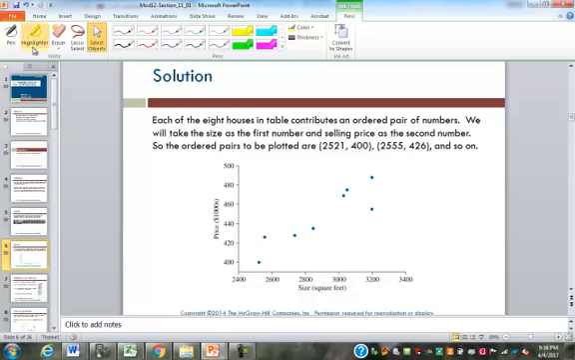So for our scatter plot, we put the size on the bottom and the price on the vertical axis on the left side. This is the independent variable down here, because the size, you can make a house whatever size you want to. But once you have the size, that variable affects the price. So this price here is affected by the independent variable. So this is called the dependent variable on the left side here.